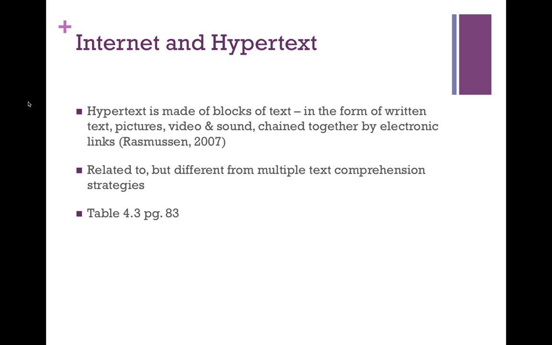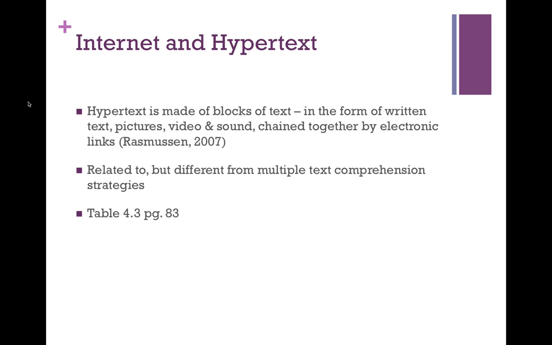Okay, then also very exciting is how reading comprehension strategies change for the internet and hypertext. I included the definition that this chapter used for hypertext, which was by Rasmussen: hypertext is made of blocks of text in the form of written text, pictures, video, and sound, chained together by electronic links. These sound very similar, initially, to multiple text comprehension strategies, because you're getting information from different sources. And again, this could be conflicting, or it could go together quite well.